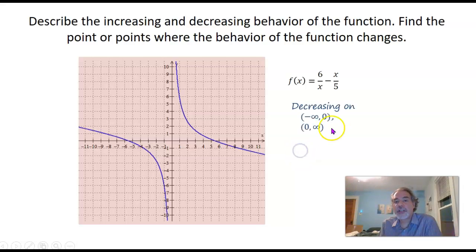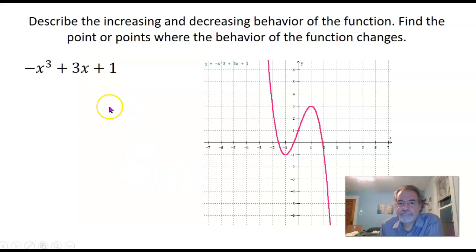So this function is decreasing on the interval from -infinity to 0 and also on the interval from 0 to infinity. Now here I definitely should use the round parentheses. I don't want to include 0 because the function's undefined at 0. That's not even part of the domain.